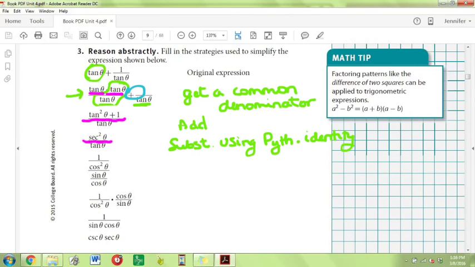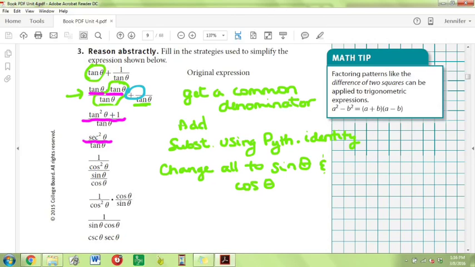Now at the next step, I had secant squared theta over tangent theta. Now we see 1 over cosine squared theta and then sine theta over cosine theta. So what happened in that step is that we change everything to sine and cosine. That's the strategy that was being used there, sine theta and cosine theta.